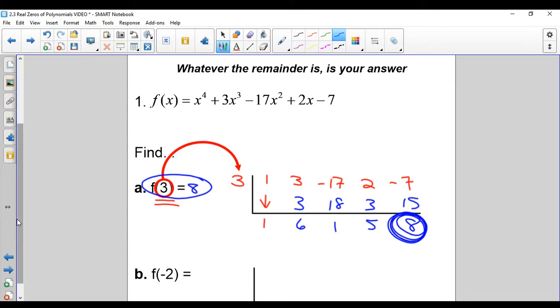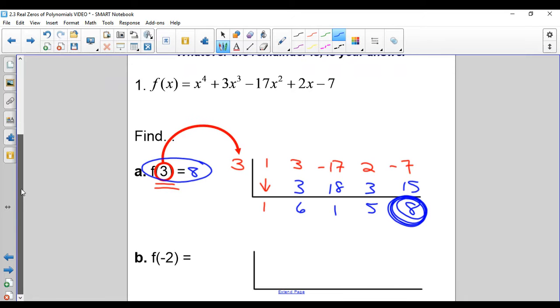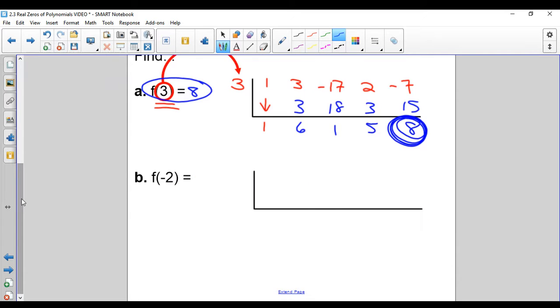In my opinion, if you remember the remainder theorem and to use synthetic division, it's actually easier than plugging stuff in. It takes less time than doing it on your calculator even. There's less room for error when you're just adding or subtracting.